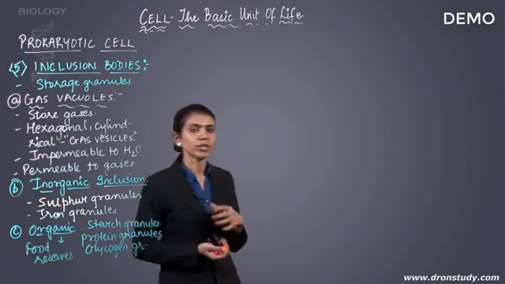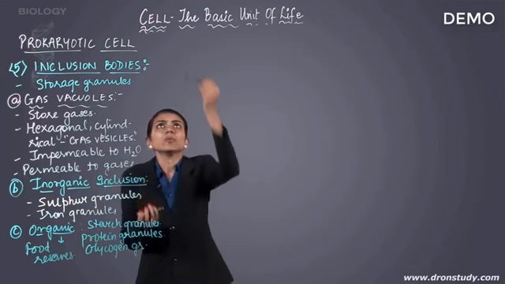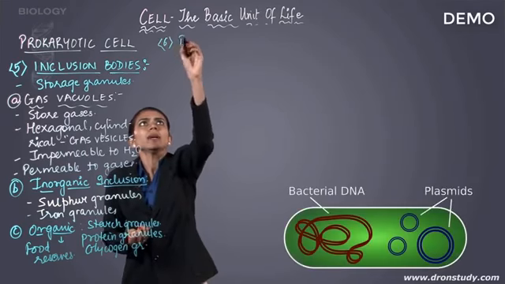Going on to the next structure in the prokaryotic cell, which is the plasmids. So number 6 will be plasmids.